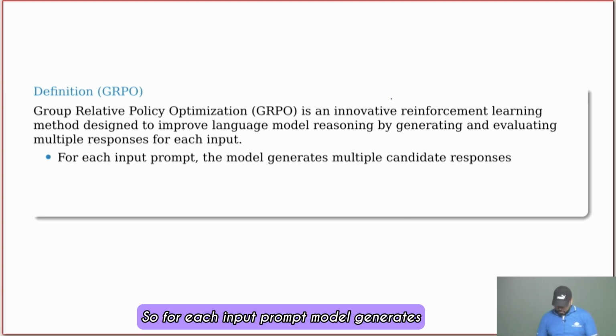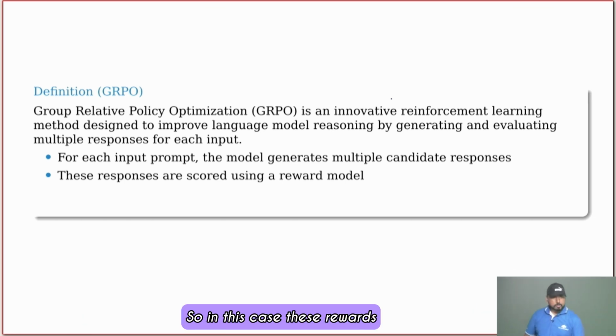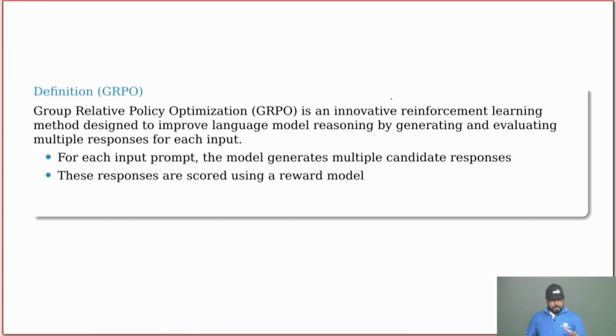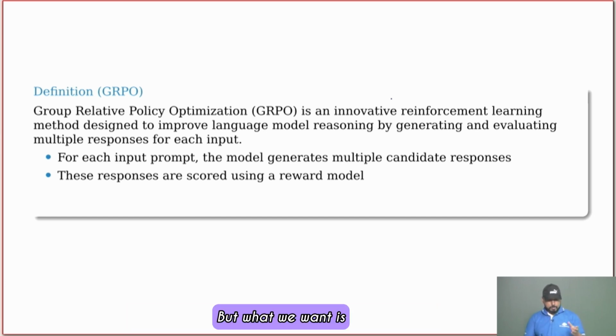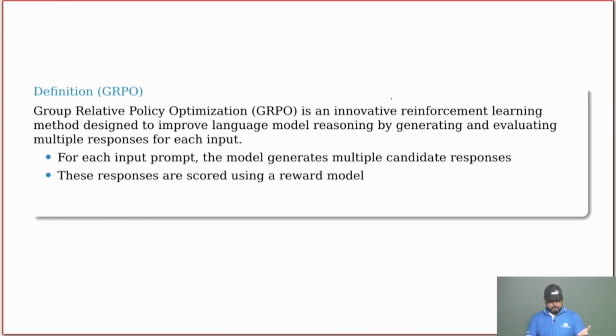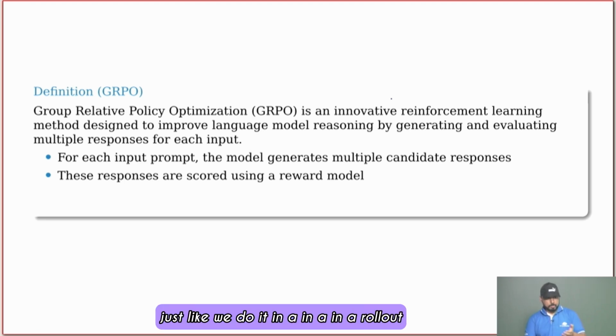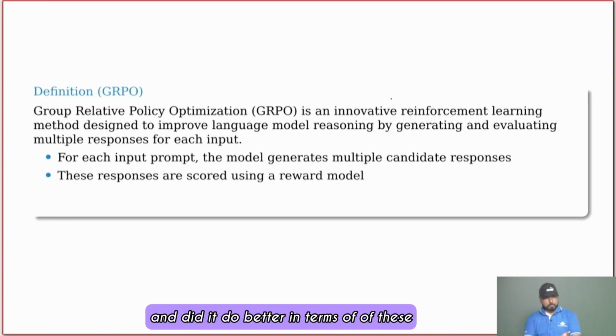So for each input prompt, the model generates multiple candidate outputs, and these responses are scored using a reward model. In these reasoning models, these relative rewards are like the final answer. But what we want is to improve on that. That's where we have this RL involved, in the sense that we want to keep improving, just like we do in a rollout with look ahead steps. So there is a correct answer, there was some thought process, but what if it generated another thought process, and did it do better in terms of these formatting rewards and so on?